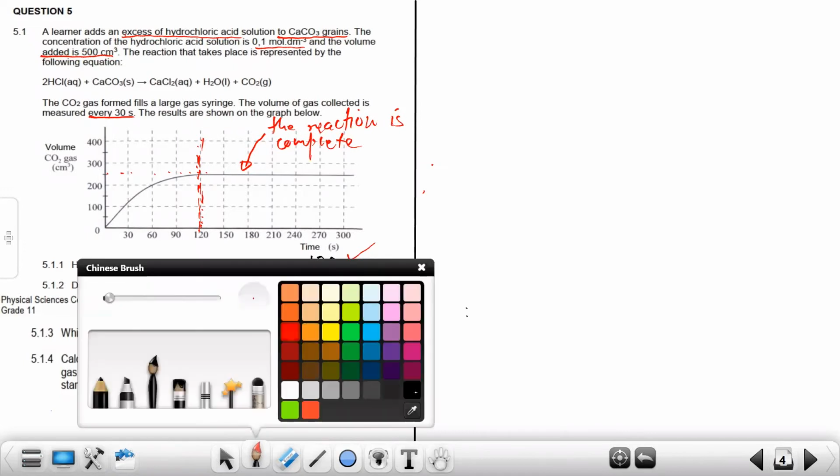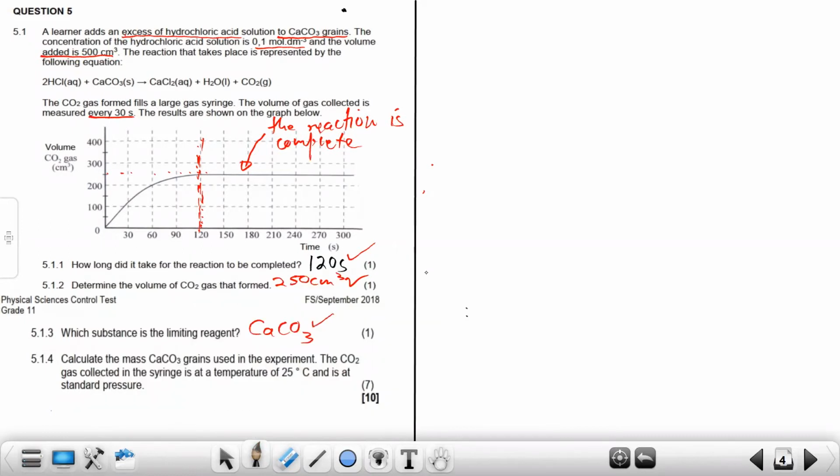So let's get to 5.1.4. This is where the 7 marks is. Calculate the mass of calcium carbonate grains used in the experiment. The carbon dioxide gas collected in the syringe is at a temperature of 25 degrees and is at standard pressure. So what does it basically say here? It basically says I am now working with the STP values.